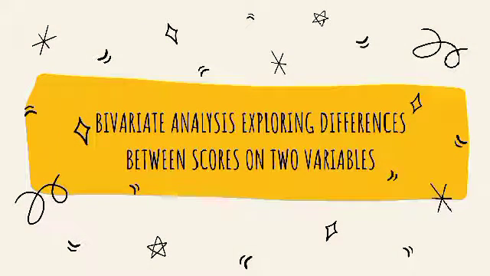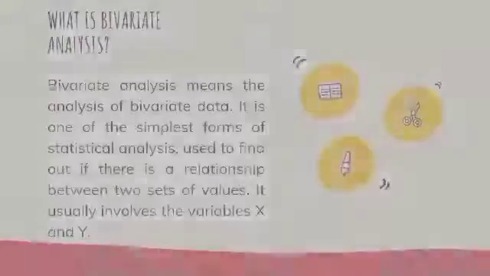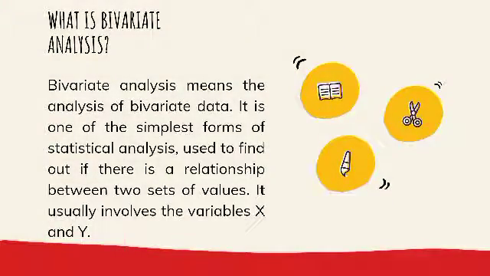In this location, I will explain about chapter number 7, Bivariate Analysis, exploring differences between scores on two variables. Bivariate analysis means the analysis of bivariate data. It is one of the simplest forms of statistical analysis, used to find out if there is a relationship between two sets of values. It usually involves the variables x and y.